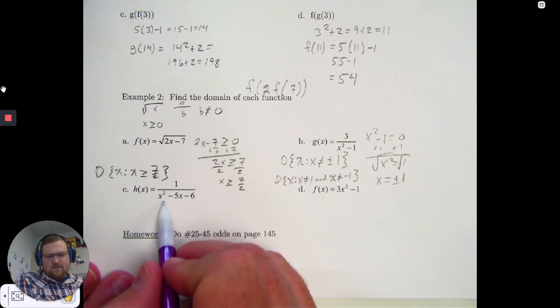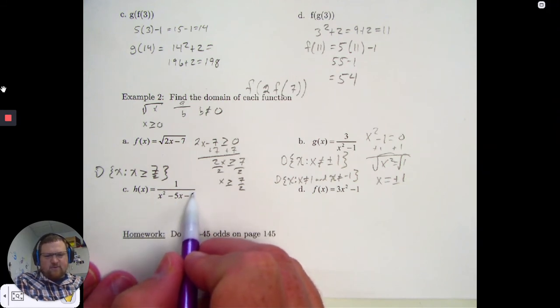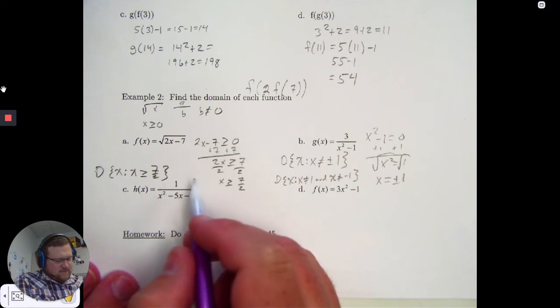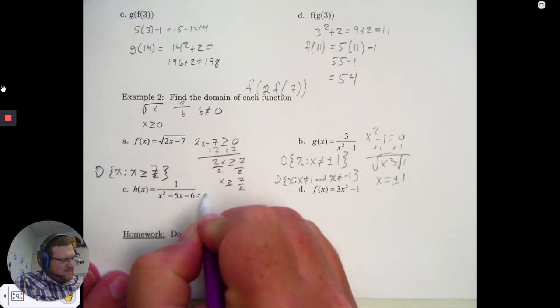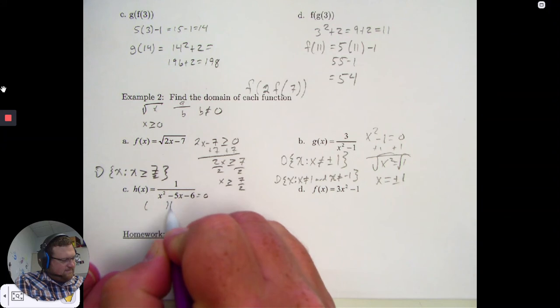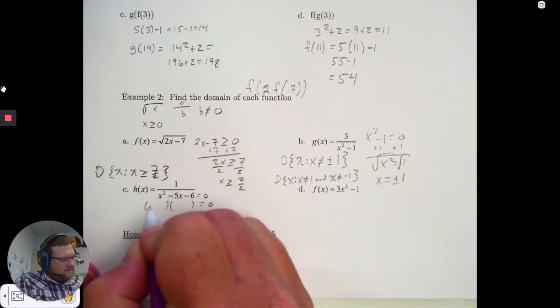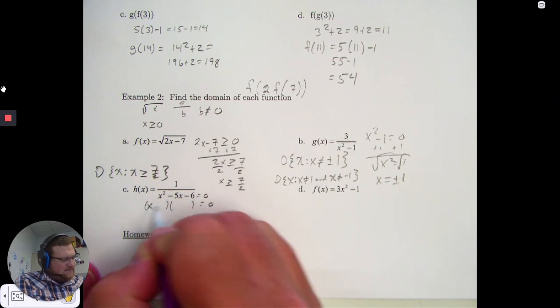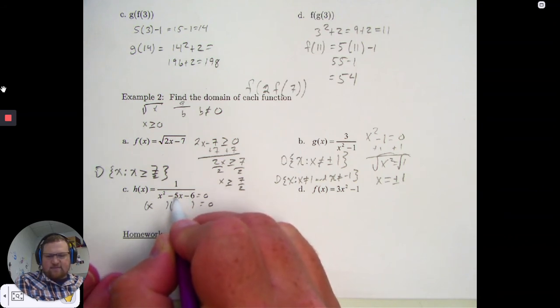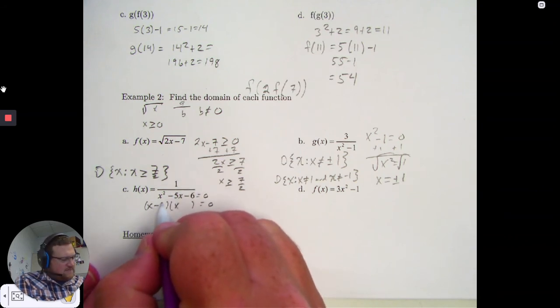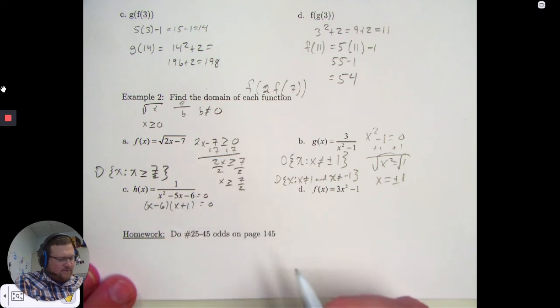C is another example with a fraction, so we've got to worry about this bottom here. We want to know when this can equal 0. Well, this is an easily factorable one. The only way to get x squared is x and x. We're looking for the factors of -6 that are going to add up to -5. Well, that's -6 and positive 1.